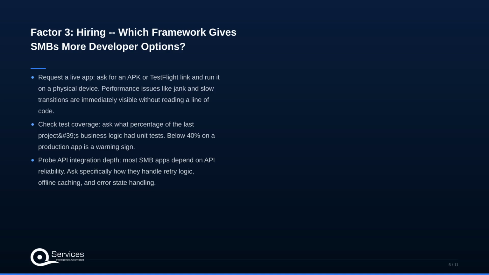This is the factor most technical guides skip, and it's often the one that determines project success for SMBs operating with tight headcount. React Native has a deeper talent pool for one simple reason: JavaScript developers are the most common category in the market. The Stack Overflow Developer Survey has ranked JavaScript as the most commonly used language for 12 consecutive years. Any mid-level JavaScript or TypeScript developer can become a productive React Native developer with a few weeks of ramp-up. Flutter developers are growing but remain a smaller subset.